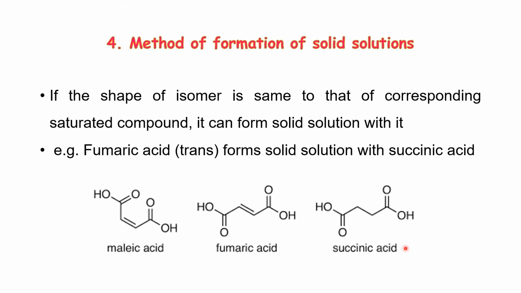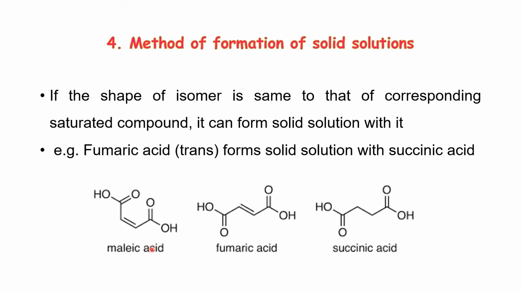So it has been observed that succinic acid has a structure similar to fumaric acid. So if the shape of any isomer is the same as that of the corresponding saturated compound, so as compared to maleic acid, the shape of fumaric acid is similar to succinic acid. So only one isomer has a shape similar to its saturated derivative. So if they have similar shapes, they can form solid solutions. It will appear like a homogeneous mixture.